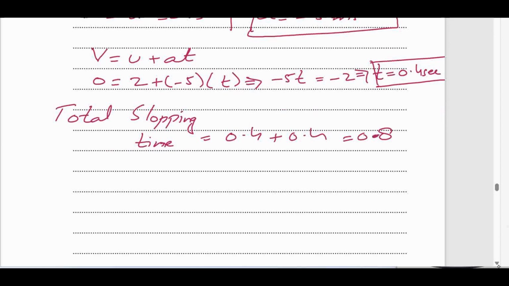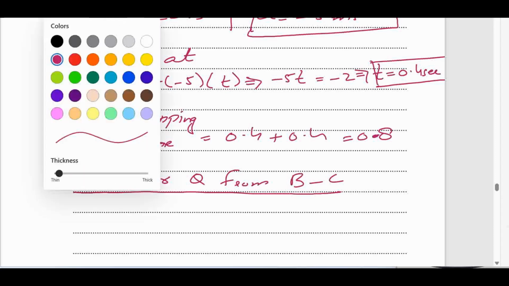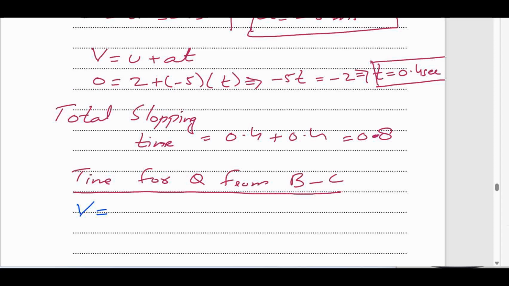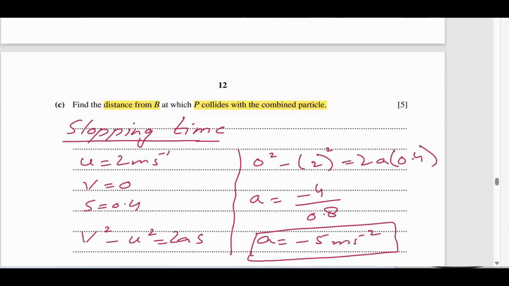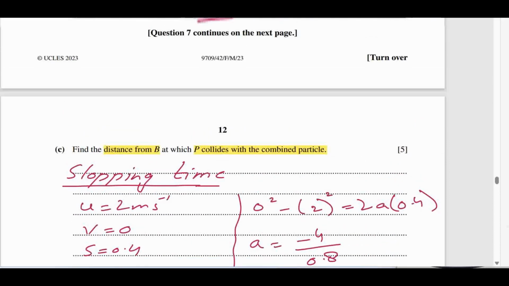Now time for Q from B to C. Let's find out the time for Q from B to C. Now let's see this one. So for this one, let's first of all write out the given data. V will be equal to, अब यहाँ पे Q की velocity क्या थी? Let's see the velocity of particle Q.